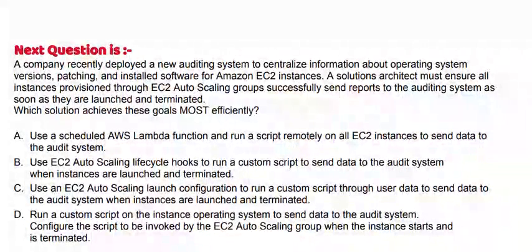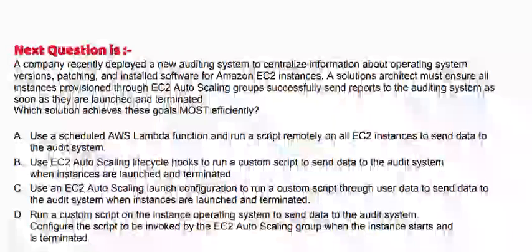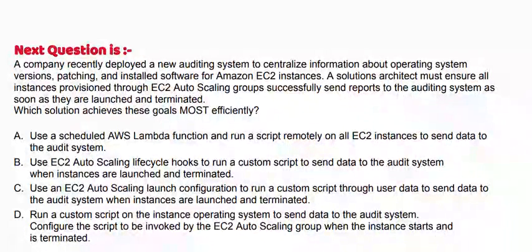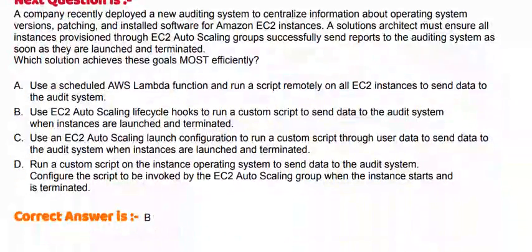Option A. Use a scheduled AWS Lambda function and run a script remotely on all EC2 instances to send data to the audit system. Option B. Use EC2 Auto Scaling lifecycle hooks to run a custom script to send data to the audit system when instances are launched and terminated. Option C. Use an EC2 Auto Scaling launch configuration to run a custom script through user data to send data to the audit system when instances are launched and terminated. And option D. Run a custom script on the instance operating system to send data to the audit system. Configure the script to be invoked by the EC2 Auto Scaling group when the instance starts and is terminated. And the correct answer is option B.